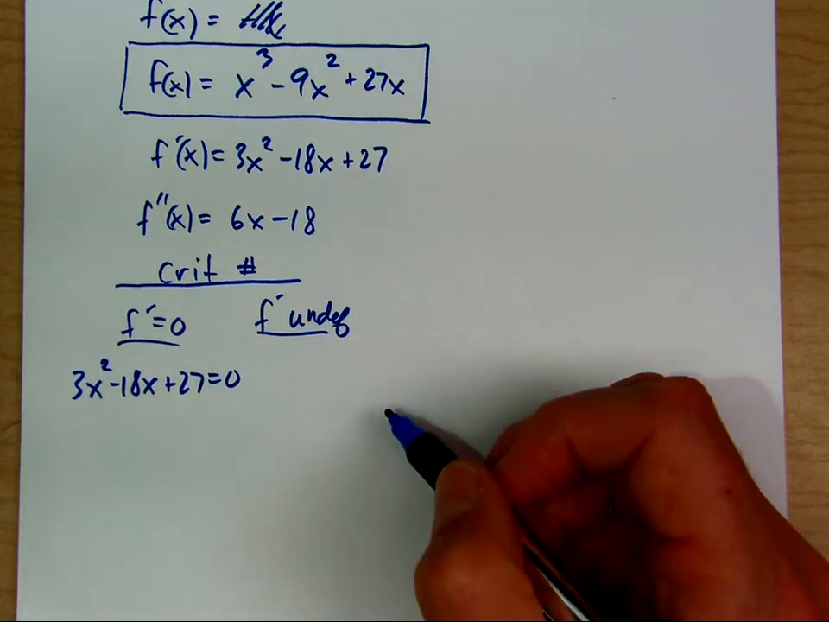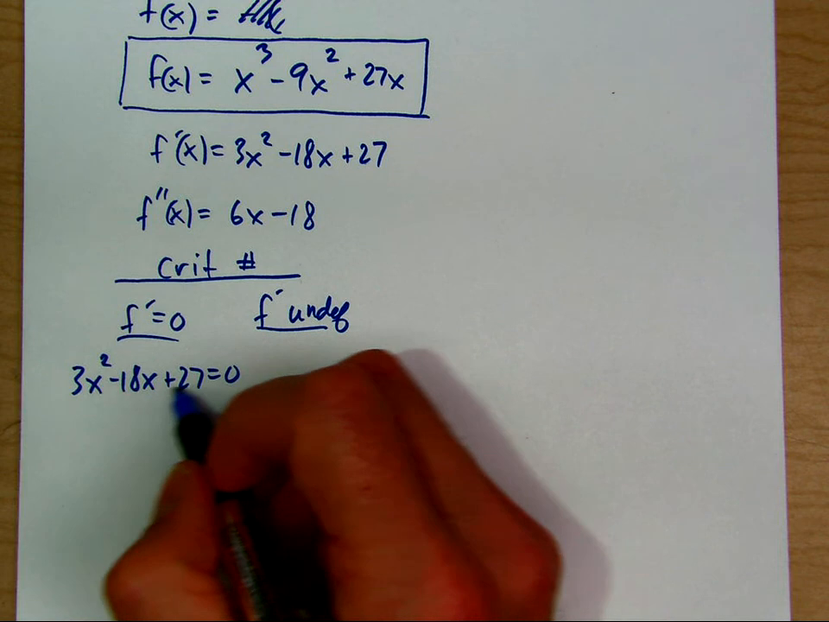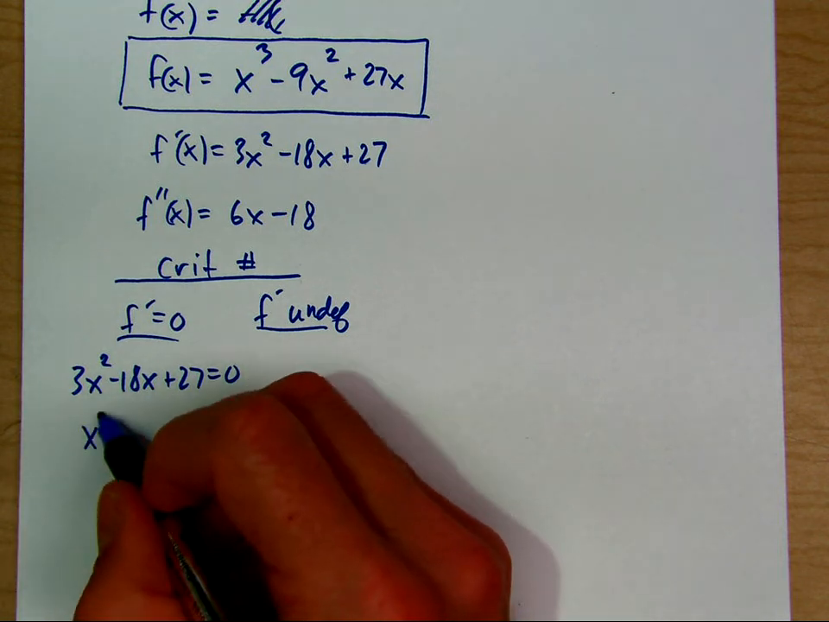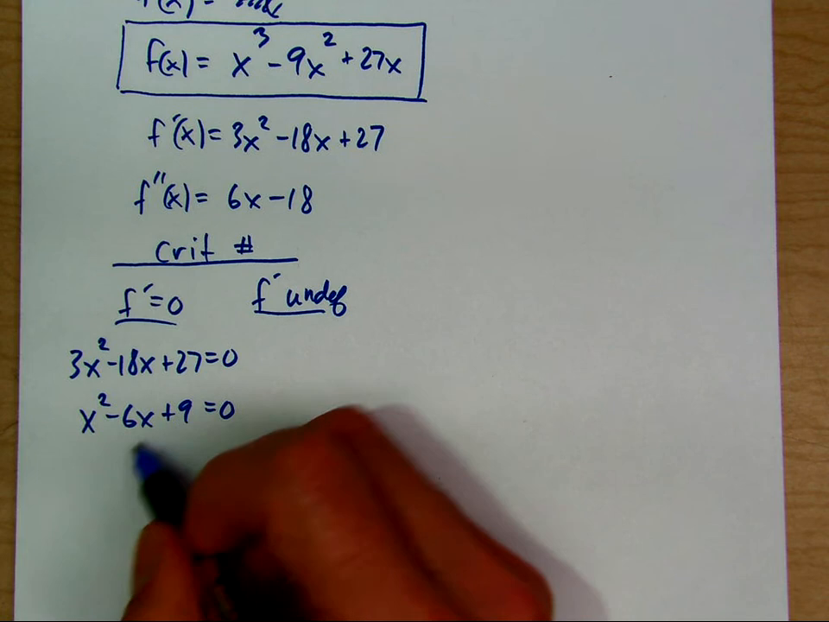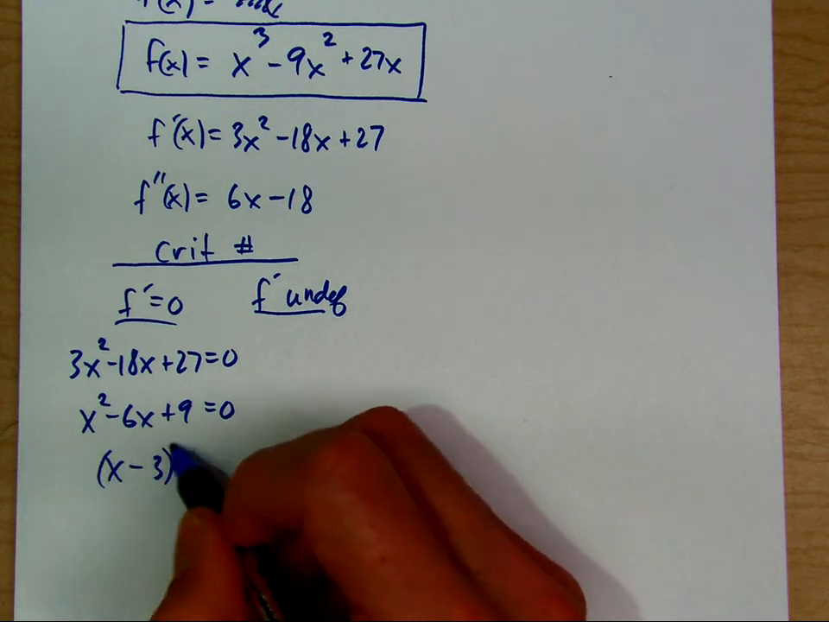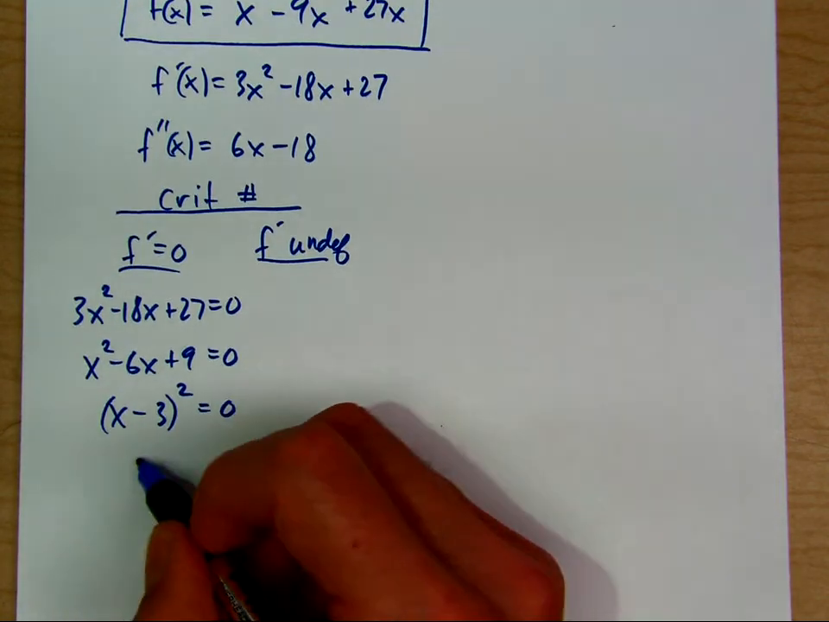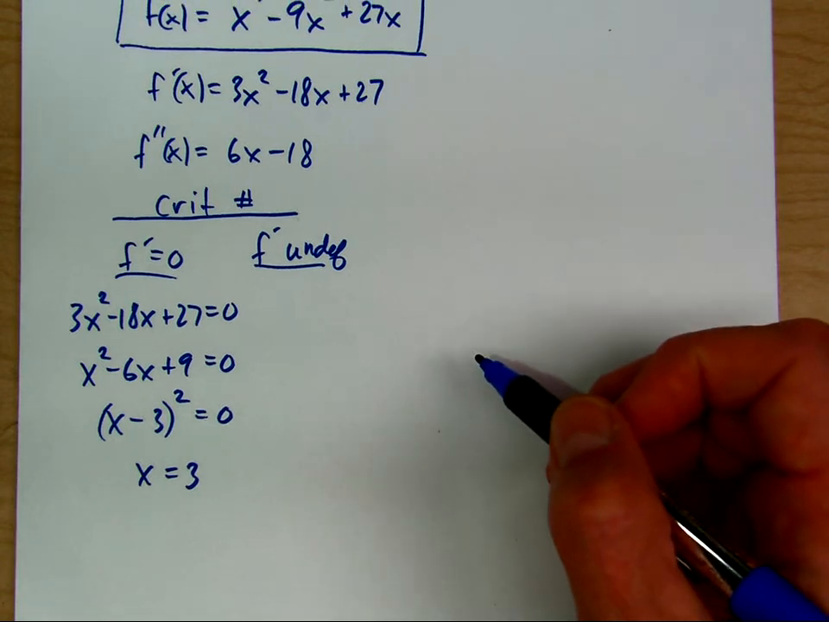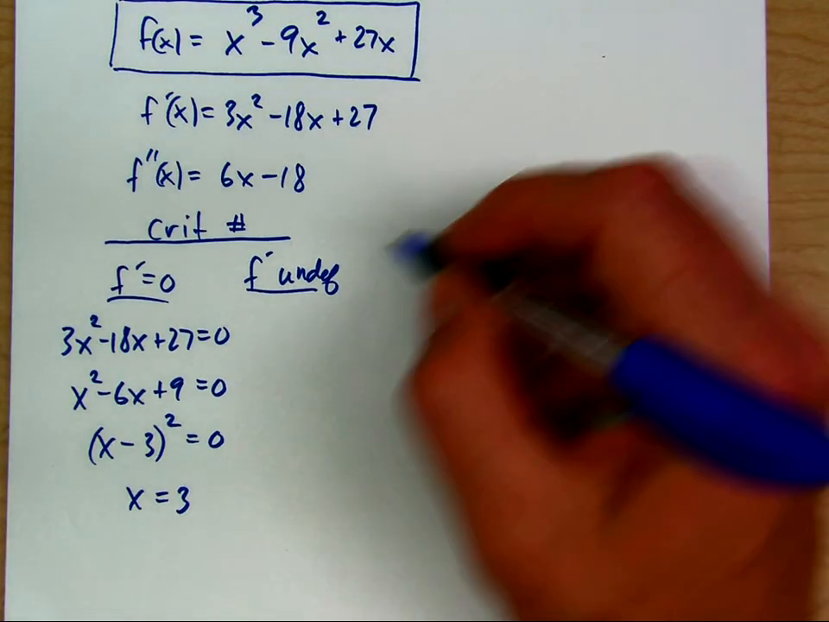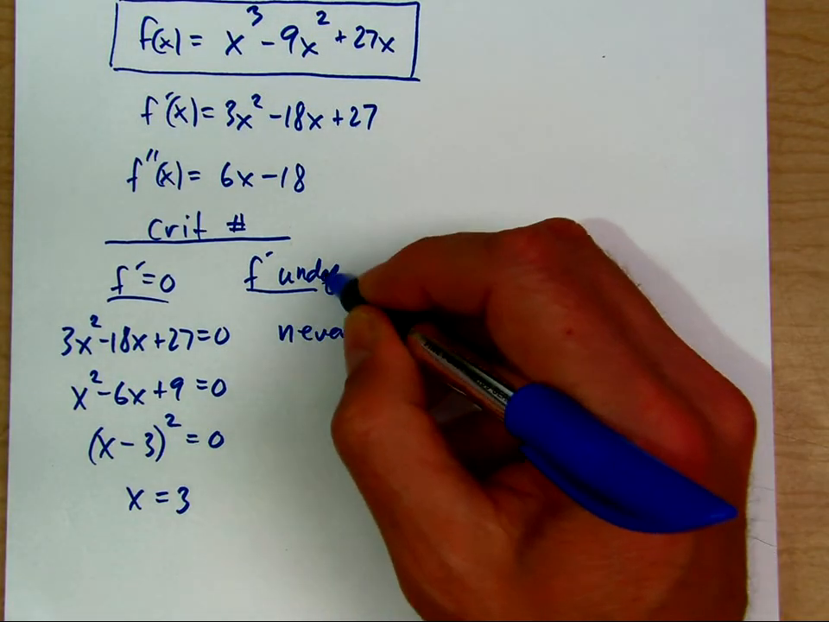So now we have to solve this. Let's divide everything by 3. We can factor that, x minus 3 squared equals 0, take the square root, and we get x equals 3. Critical number is 3. And then we just test. We know that it's never undefined.